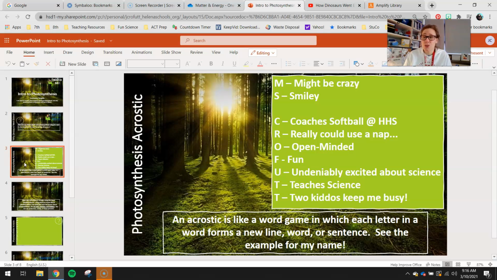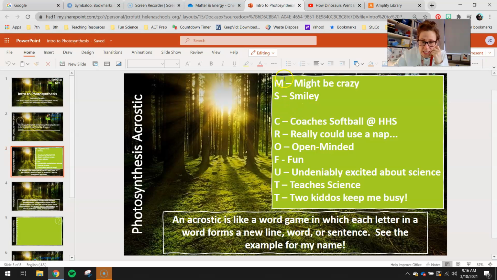I do not want you guys to Google anything for this acrostic because I want to know what you know, okay? I want you to be able to tell me what you know about photosynthesis. So an acrostic, just to kind of get you guys started, is a word game in which each letter in a word forms a new line, word, or sentence. So here's the example that I use of my name.